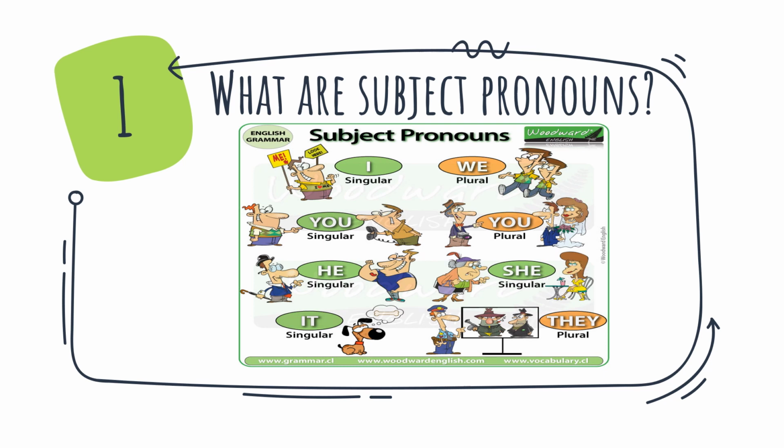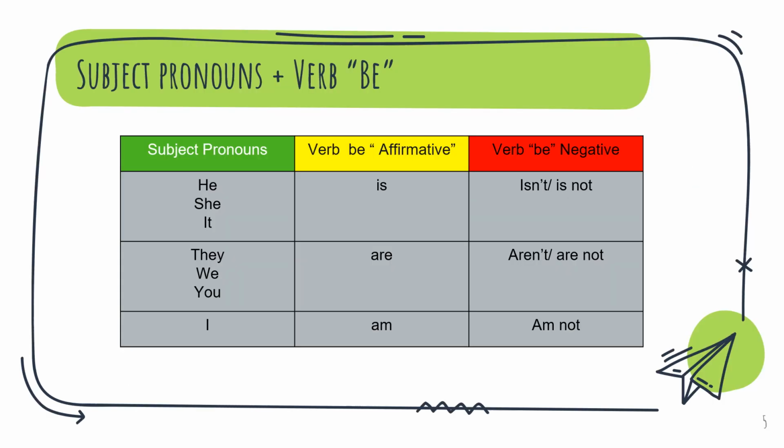Now let's look at the subject pronouns for plural. There are 3 circles here in brown color. They are we, you, and they. Now look at this table. In this table, I have explained clearly about subject pronouns and the verb to be in affirmative and negative form.